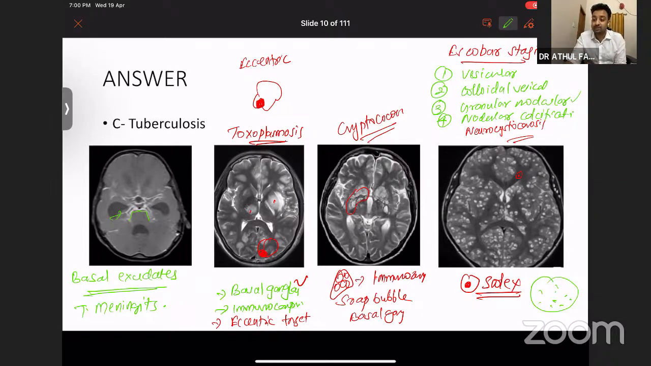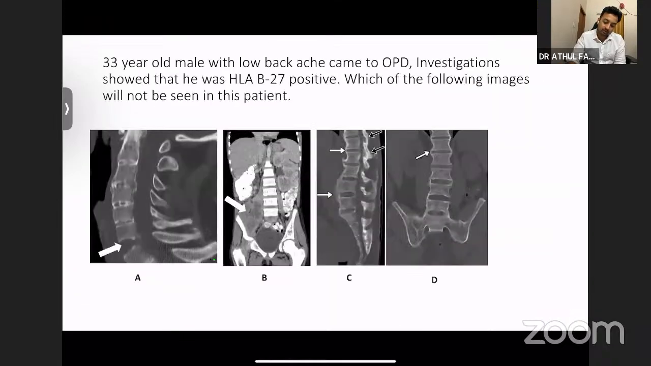So the name of the classification is very important. That is Escobar classification for neurocysticercosis. We have discussed this in our previous recall session. Please revise that before you go to the exams. Okay, so that is about these things.